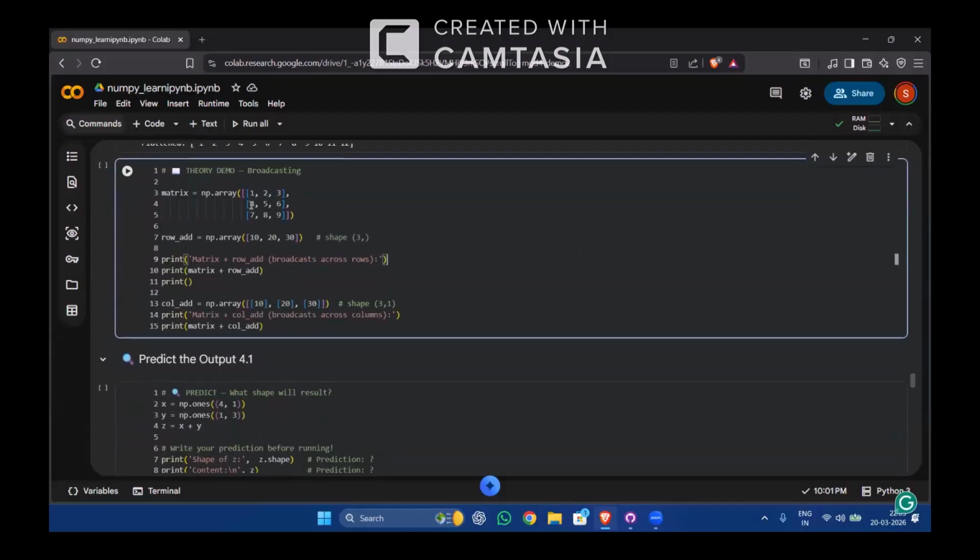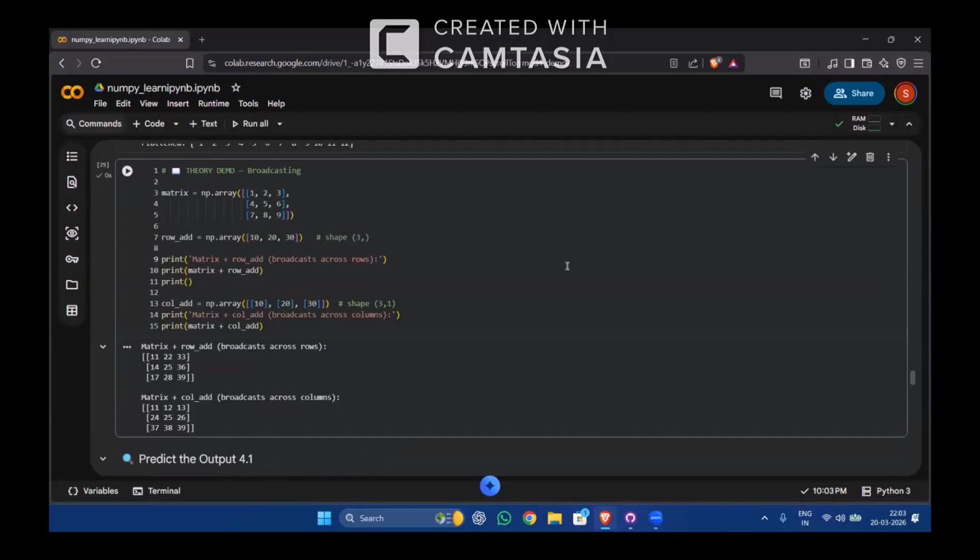Yeah, this is actually the broadcasting. That is, you can apply addition, multiplication kind of operations, and that operation is actually called broadcast.